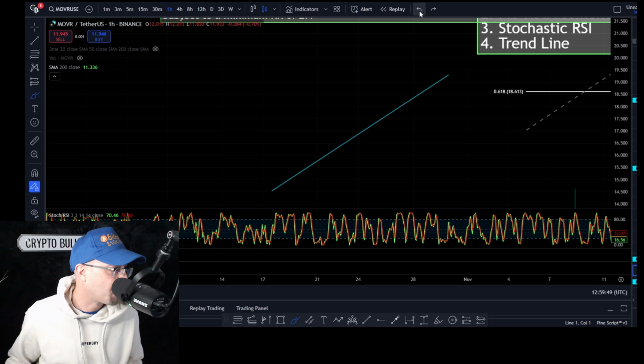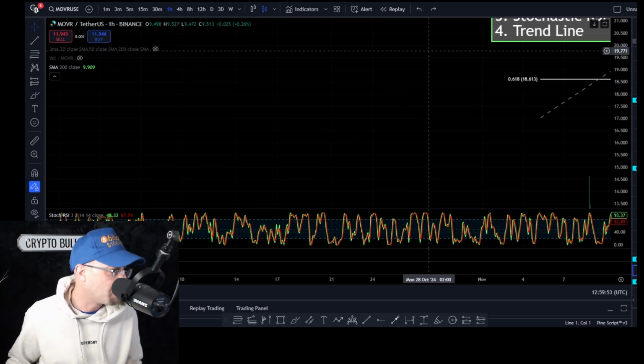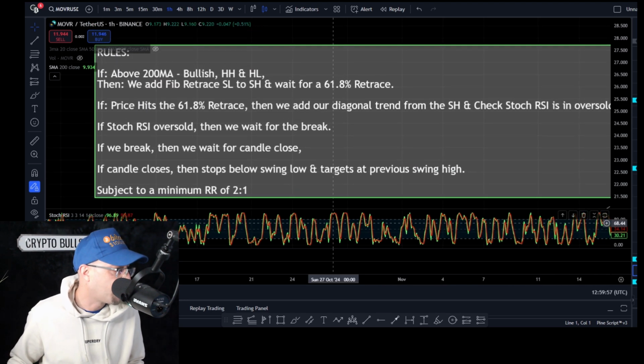Remember, guys, we're a computer. We're trading like a computer. We've got no emotions because we've got rules built in. Let's have a look at these rules quickly.